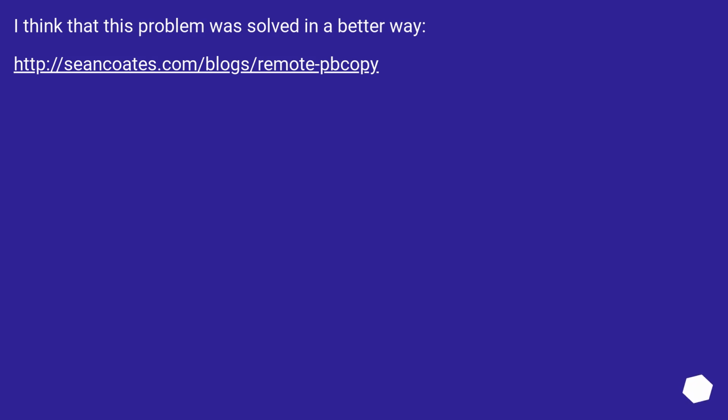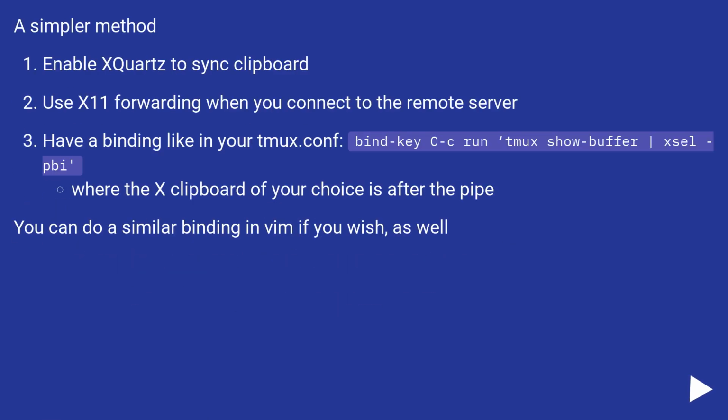This URL. A simpler method: enable X11 forwarding to sync the clipboard. Use X11 forwarding when you connect to the remote server. Have a binding like this in your tmux.conf: bind-key C-c run "tmux show-buffer | xclip", where the X clipboard of your choice is after the pipe. You can do a similar binding in Vim if you wish, as well.